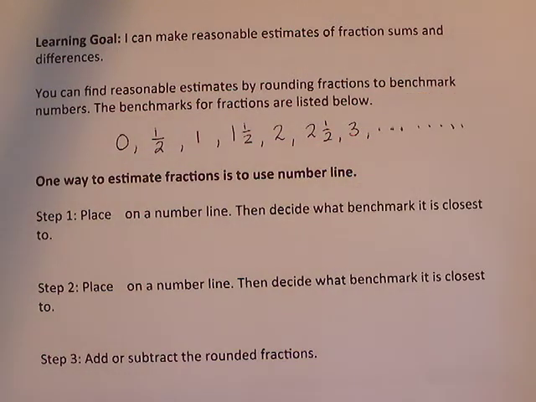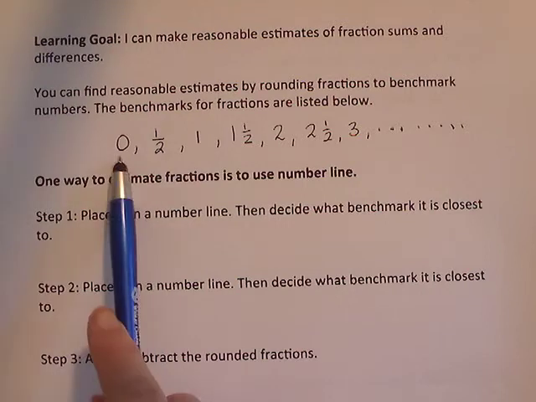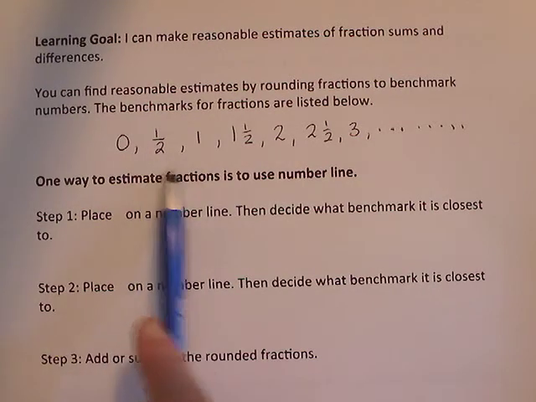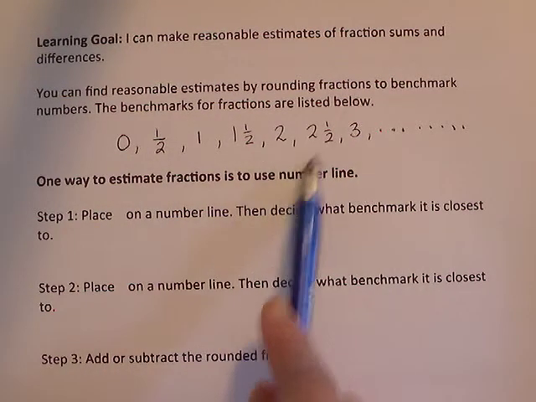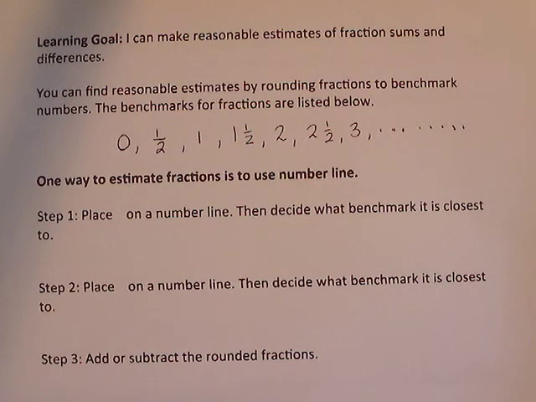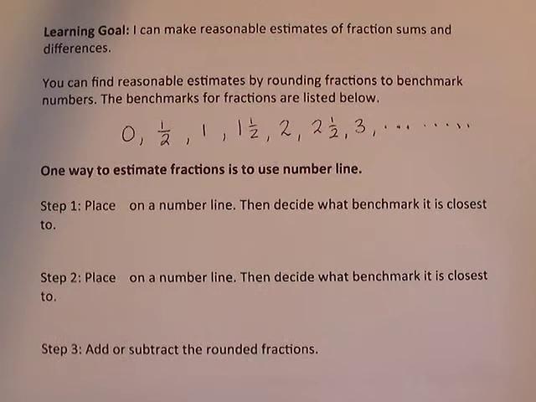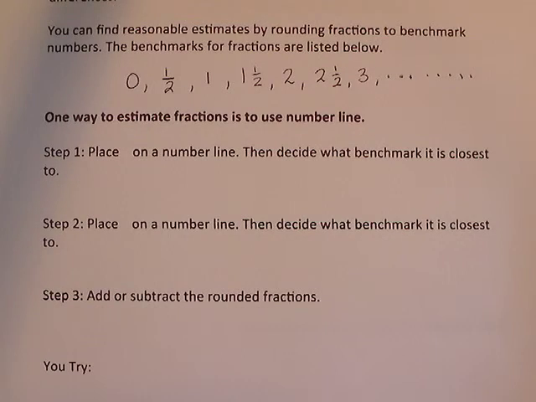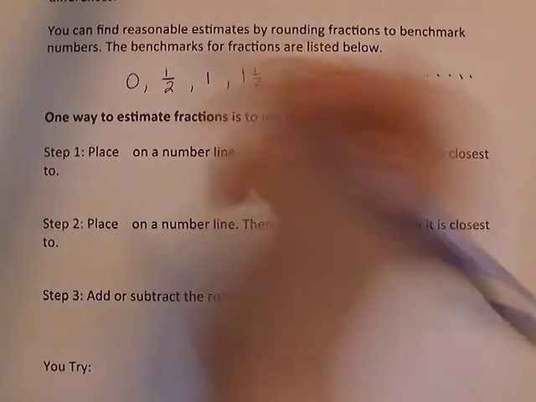And that's when you're rounding. Normally when we round to a whole number or place value. Well, with fractions, you're rounding to the half or the whole. And so you can see that pattern there. So we're going to go down and see that there's one way to estimate fractions is to use a number line. You can use that number line with any fraction to find the benchmarks that it's closest to. So we're going to practice this one.